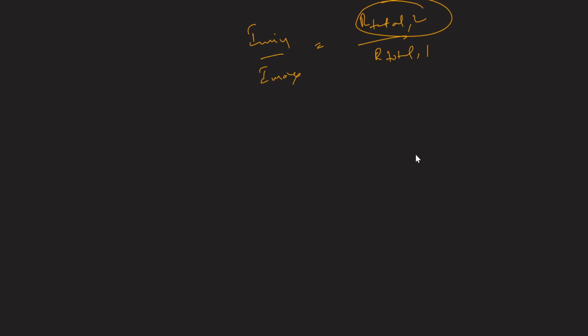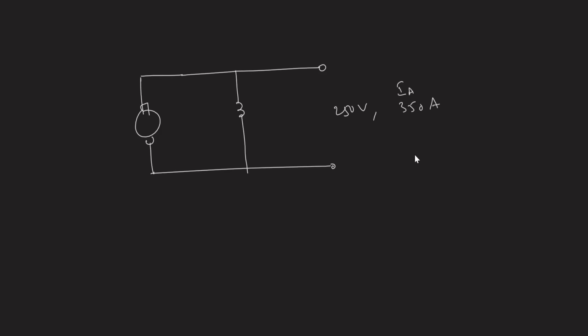Okay, so I'll give the values. You please try to solve this simple problem. I have a shunt motor. It is 250 volts and maximum current is 350 amps. This is IA rated. And armature resistance is 0.05 ohms.